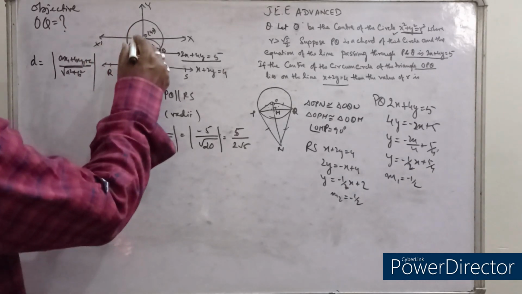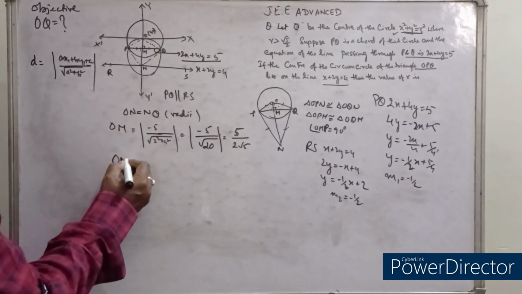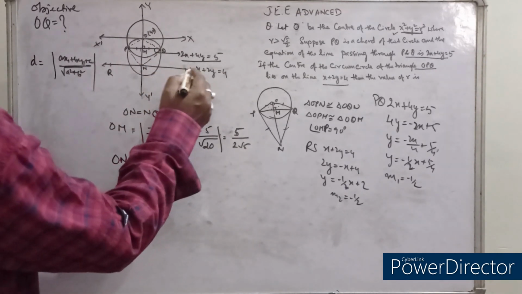And again, I am going to find ON using the same formula. This will be how much? 0, 0.